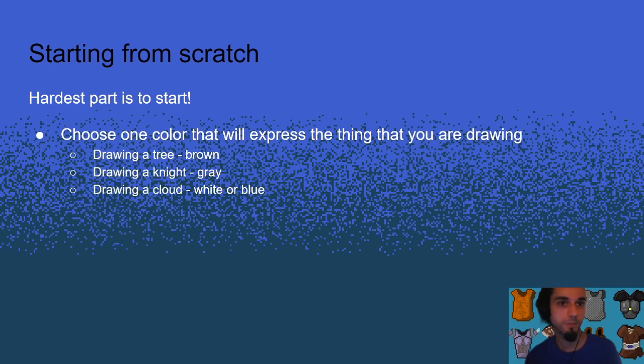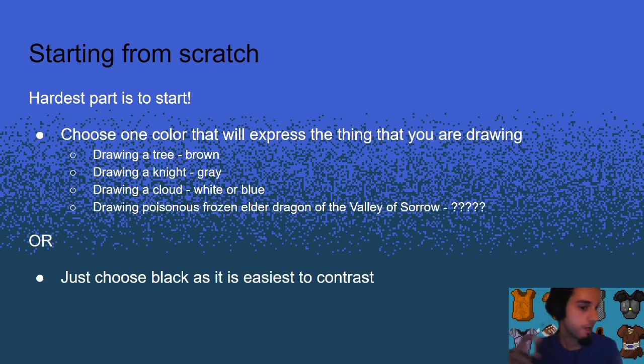If you want to draw something like a background, like a cloud, then again, white or blue would be your best bet. If you want to draw something crazy, like a poisonous dragon from whatever Valley of Sorrow, then well, that's up to you how you want to start with that. Or if everything else fails, what I normally do is choose black or gray, because they're very easy to contrast and very easy to start building on top of.